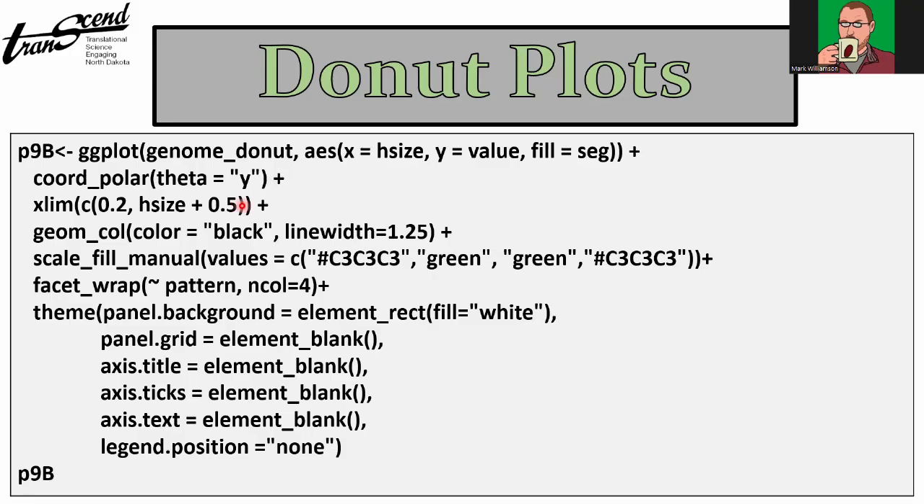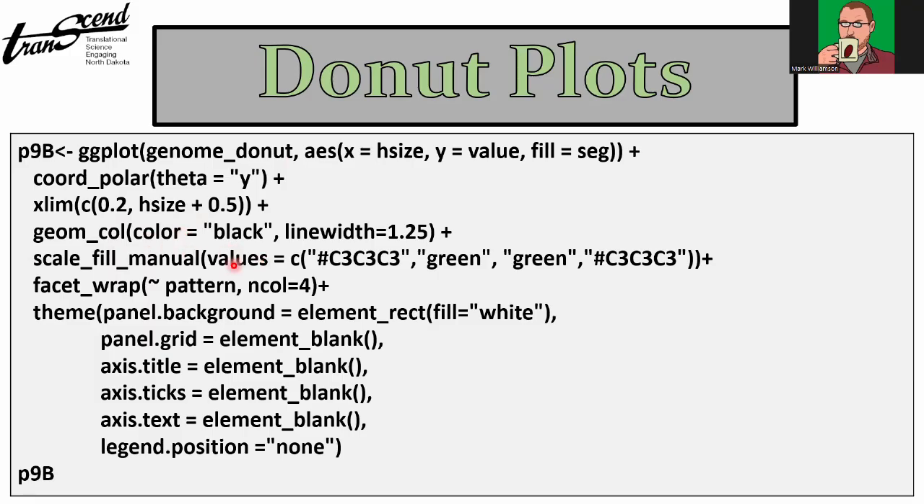geom columns, or geom_col. So we're going to need to have our x be the h size. That's going to be how thick or thin it is. Y is going to be our value from our data set, and then fill is going to be segment. Coord polar again to polarize it to make it circular. X limits to set up more things here, and then the geom color.